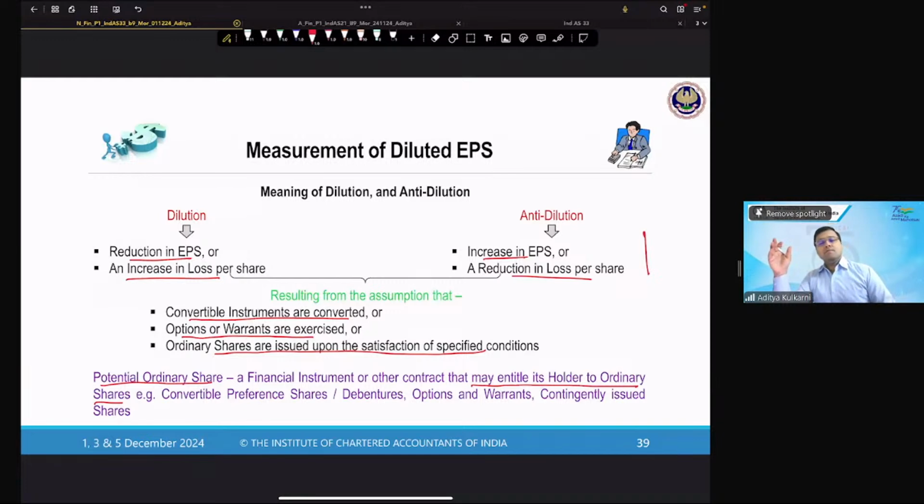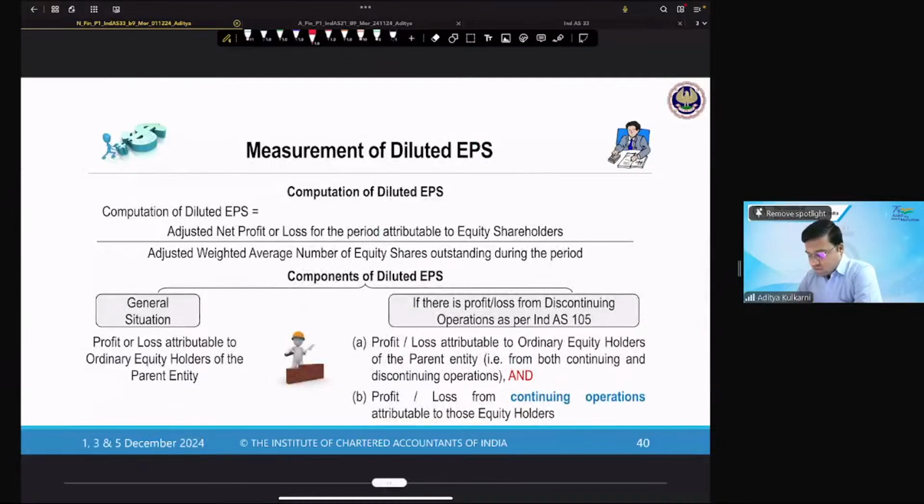Yes, sir. All right, so let's proceed further. How do I compute my diluted EPS? The principles are the same. For basic, it was net profit attributable to equity shareholders. Now they just put in one word, adjusted net profit. And the denominator was weighted average number; here it will become adjusted weighted average number. We adjust it for the effects of the dilution. What all do I compute?